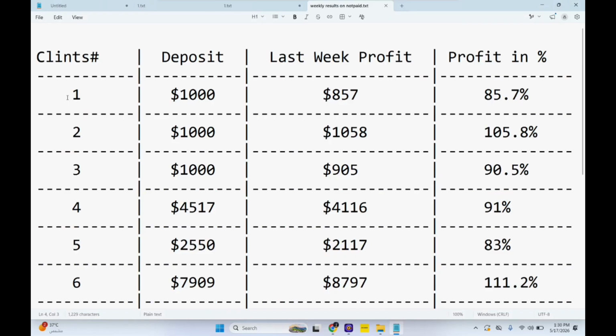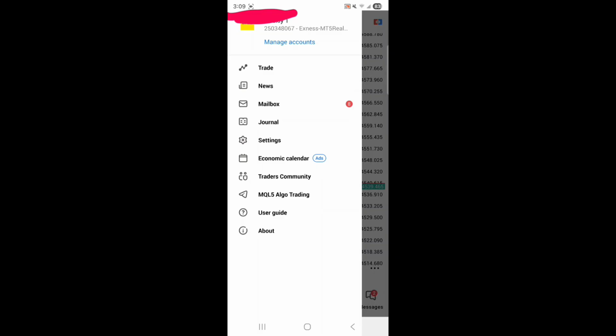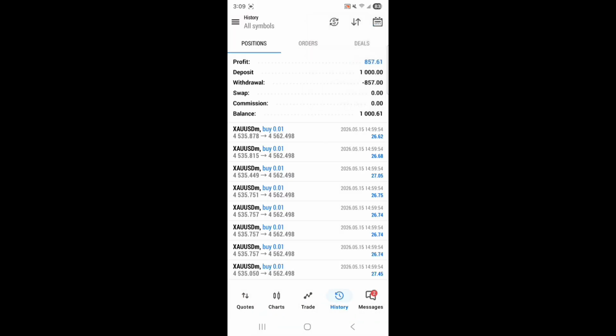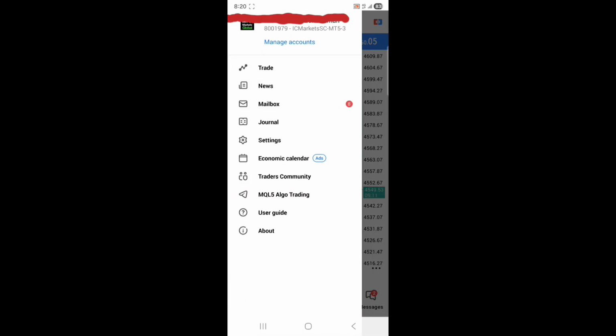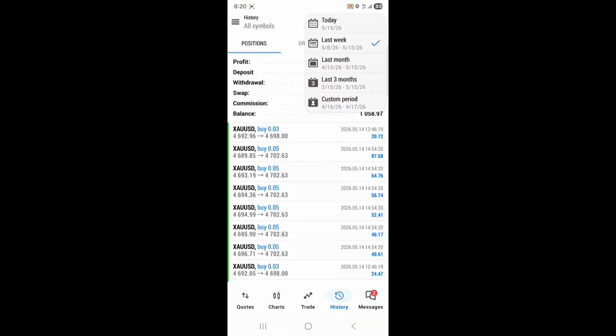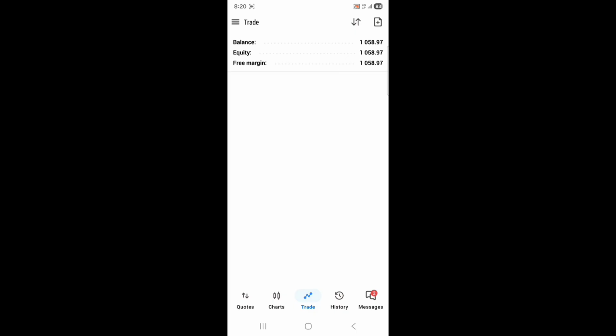So guys, in the last week, this is one of my clients and his deposit was $1,000 and his last week profit is $857 and that is 85% profit. And this is the account of client number 1, and you can see his last week profit, which is $857 and his deposit amount is $1,000. This is another client and his deposit was $1,000 and his last week profit is $1,058 and that is 105% profit. And this is the account of client number 2, and you can see his last week profit, which is $1,058 and his deposit amount is $1,000.